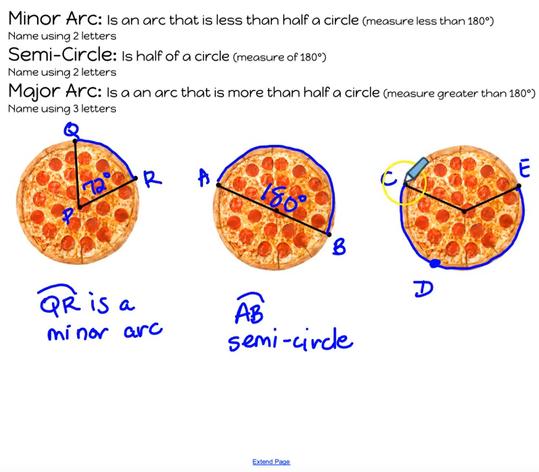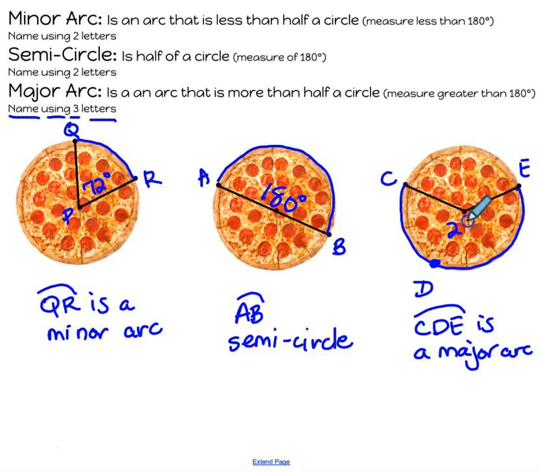I'm going to start at point C, go towards point D, and end at point E. So if you want a major arc, you name it using 3 letters, and that's how you'll know which way to go. So arc CDE is a major arc, and that one's 216 degrees. You can see it is bigger than 180. So we have minor arcs, major arcs, and semicircles.